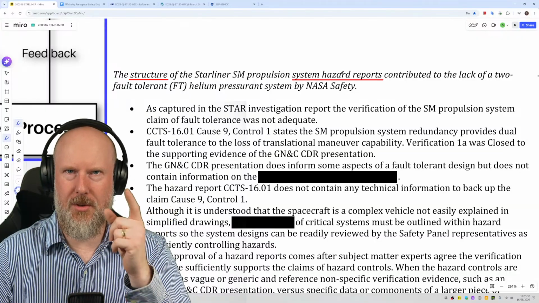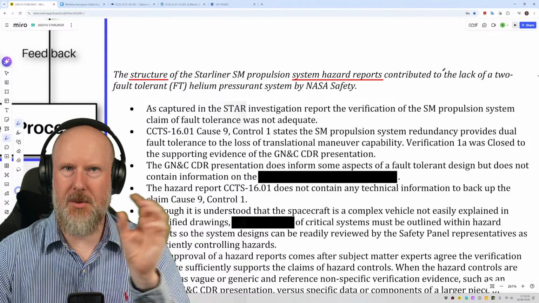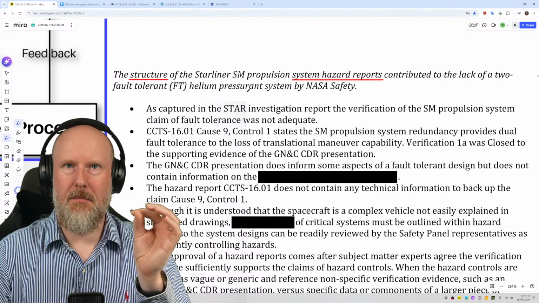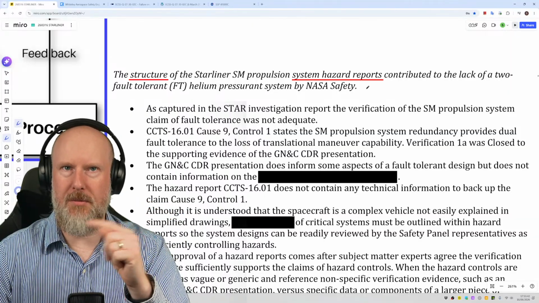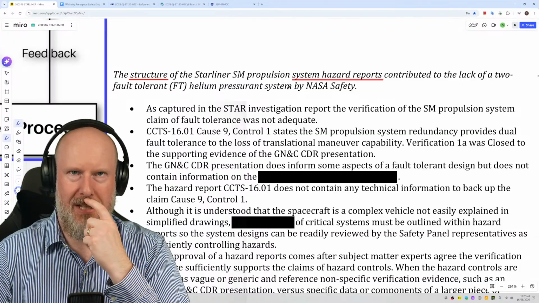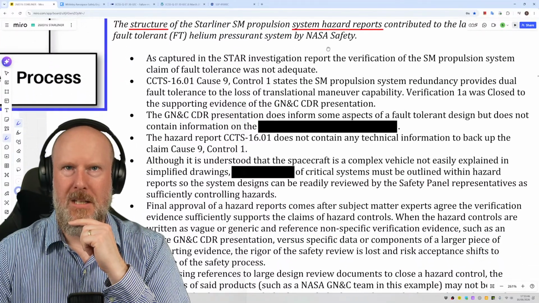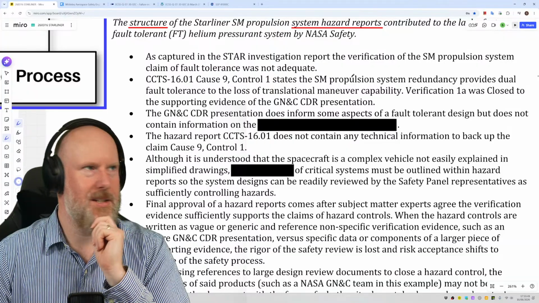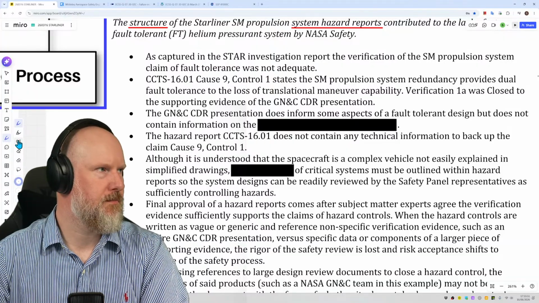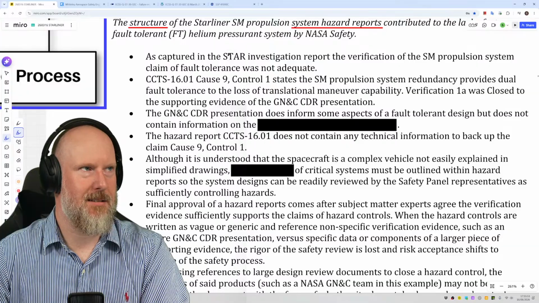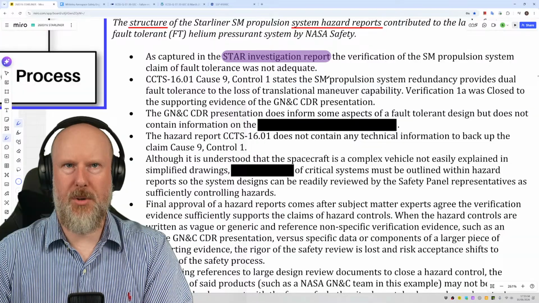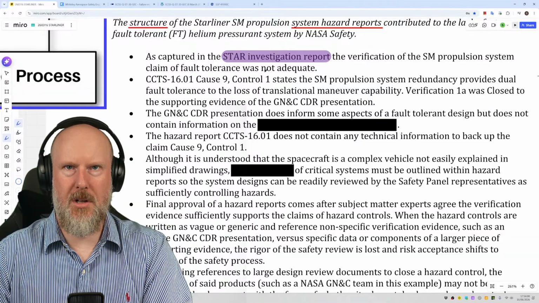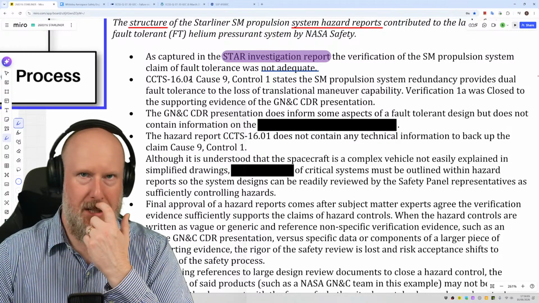Is it talking about the structure of the reports contributing to the lack of that system's two-fault tolerance being identified by NASA Safety independent reviewers? Or what does that mean? I think it's probably the latter. As captured in the STAR investigation report. So I think that's later in this document, actually. The verification of the propulsion system claim of fault tolerance was not adequate. Yeah, okay, get that. CCTS 1601 cause 9.